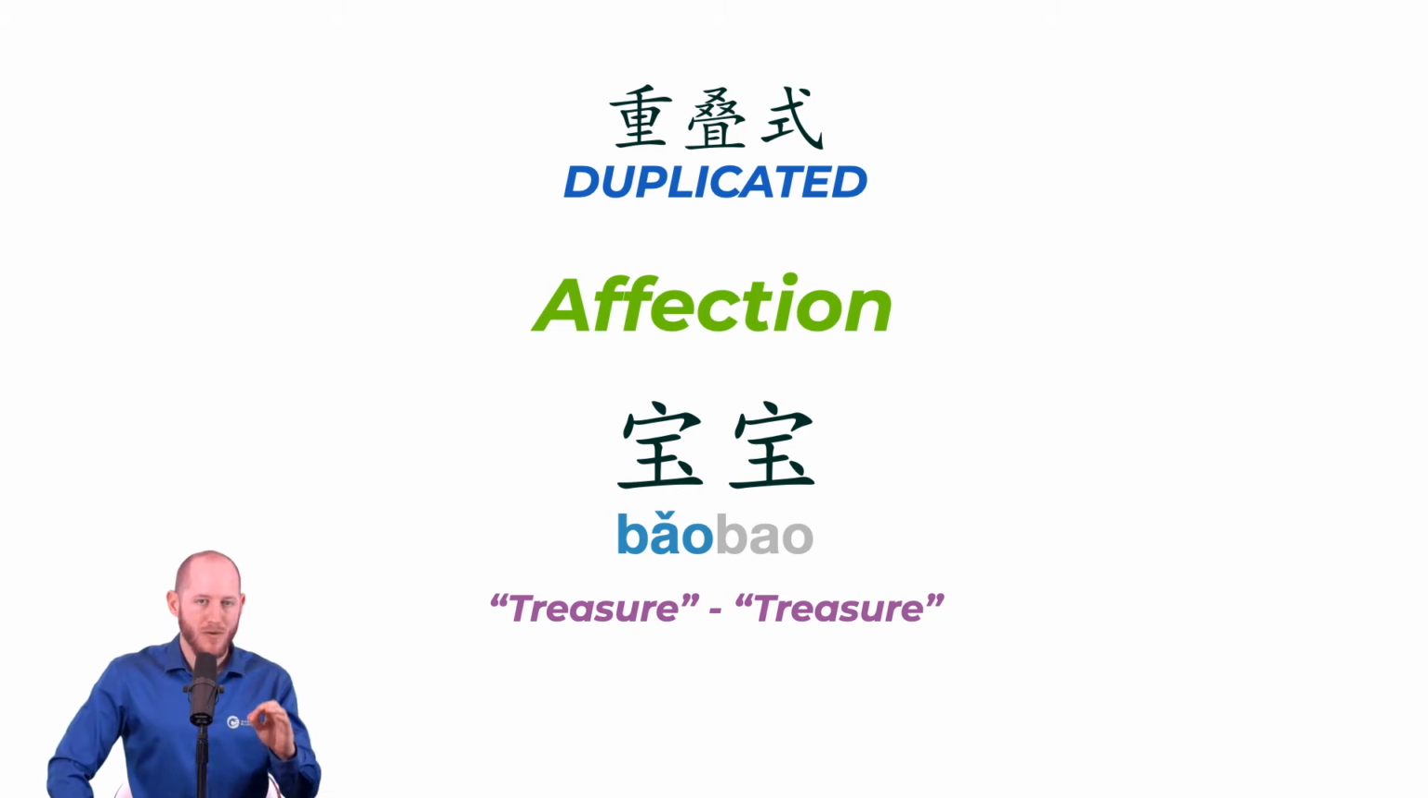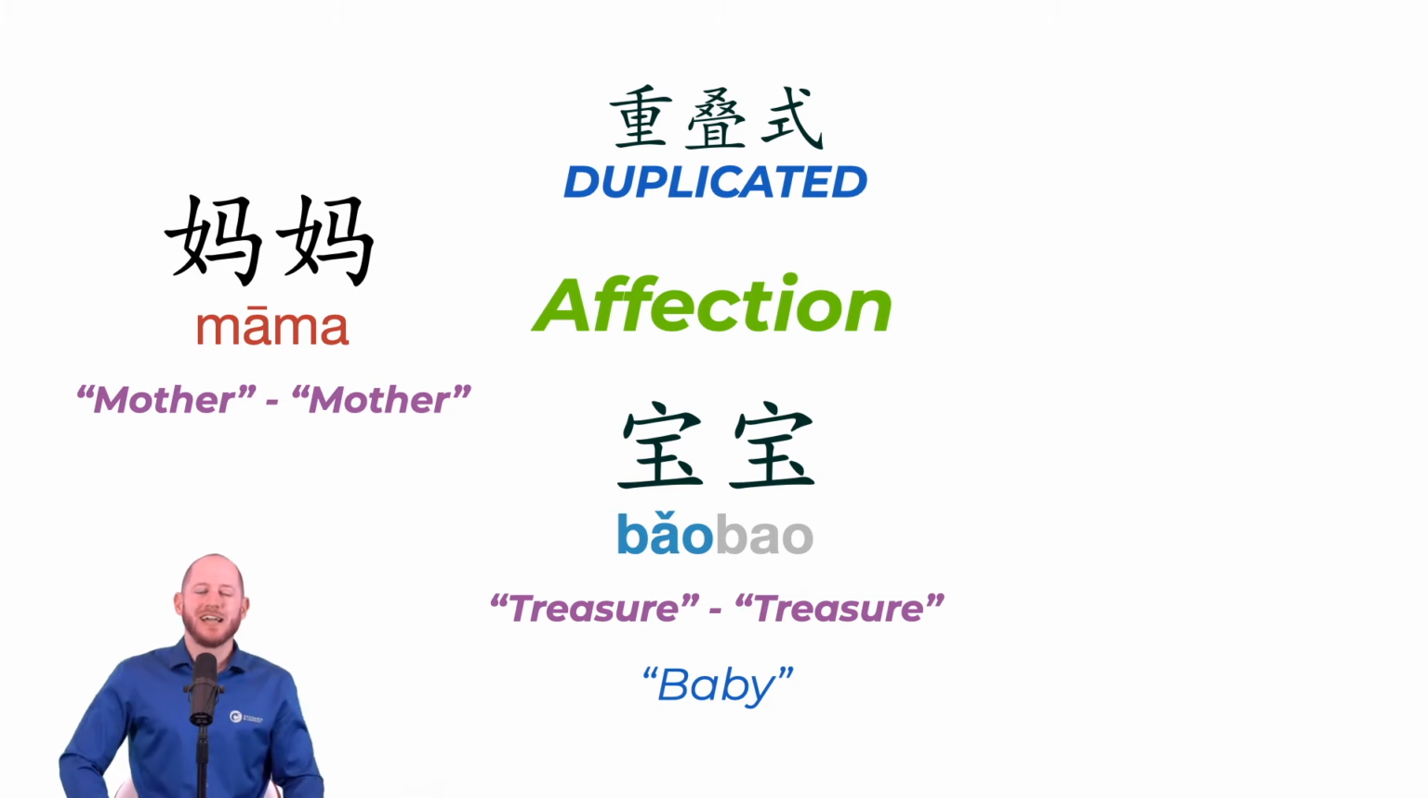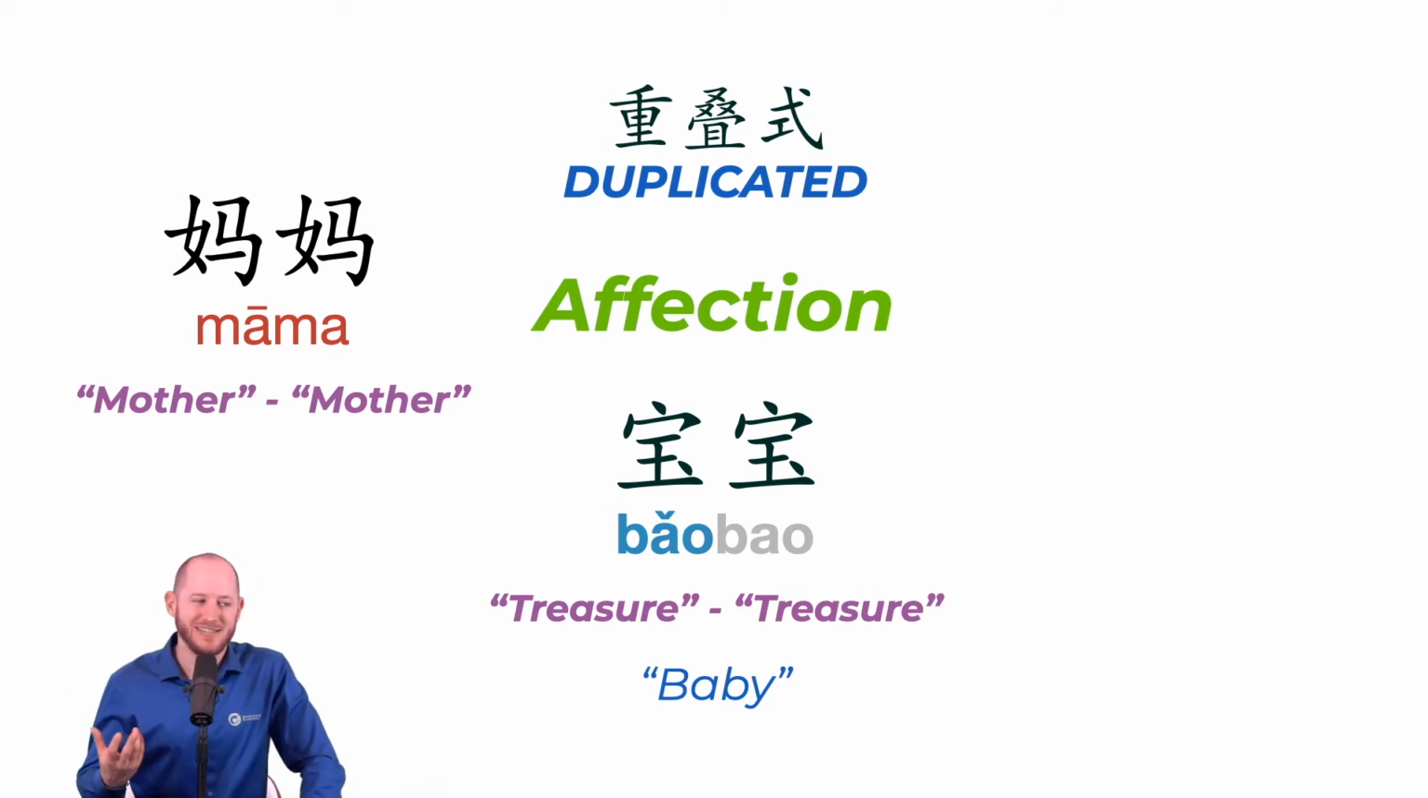So how about this one? Bao bao, bao bao. Now, you'll notice first that the second character is 5th tone. And with the affection and casualness usages of duplicated characters, they're always going to maintain that 5th tone second character. Well, this is a treasure, a bao bao. Well, that's actually your baby. And so you can get the idea. Of course, you would be feeling a lot of affection, and it sounds similar to baby, bao bao. So this is a very common thing to hear.